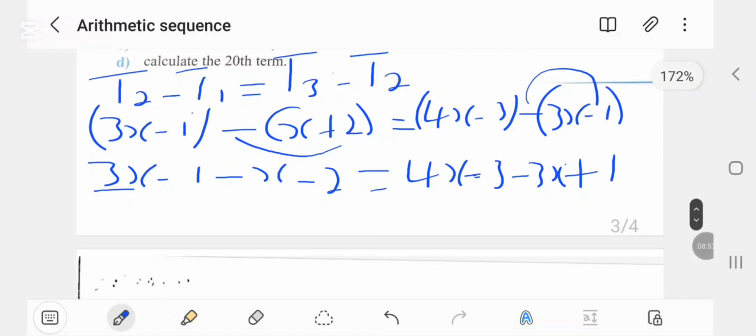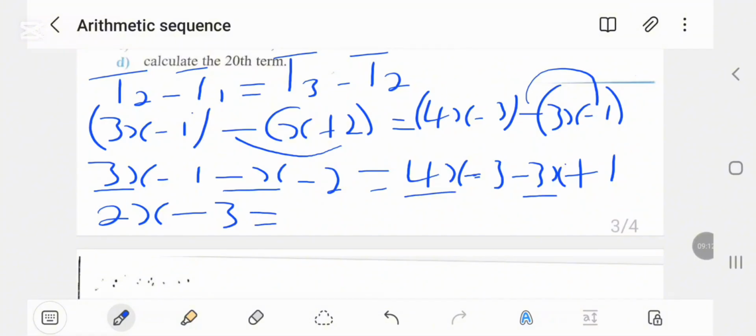Then we have 3x minus x. The sign in front of a number, we include it with the like terms. So it's 3x minus x, which is 2x. Minus 1 minus 2 means minus 3, is equal to 4x minus 3x, which is x. Minus 3 plus 1, is it minus 2? Yes, it's minus 2.